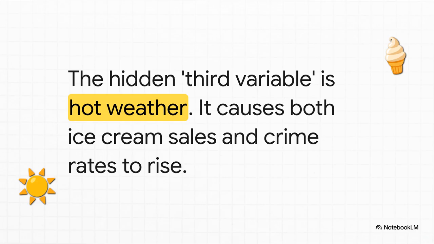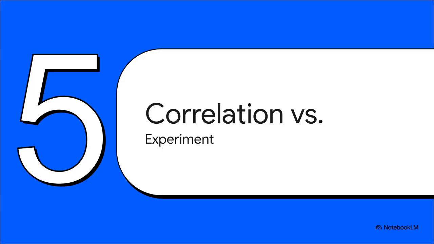So what's the hidden third variable connecting ice cream sales and crime rates? You guessed it, it's hot weather. Think about it. When the temperature goes up, more people buy ice cream. That's one effect. And when it's hot out, more people are just outside. They're on the streets, in parks, interacting more, which unfortunately creates more opportunities for crime. The heat causes both things to rise, but the ice cream and the crime, they have no direct causal link at all.